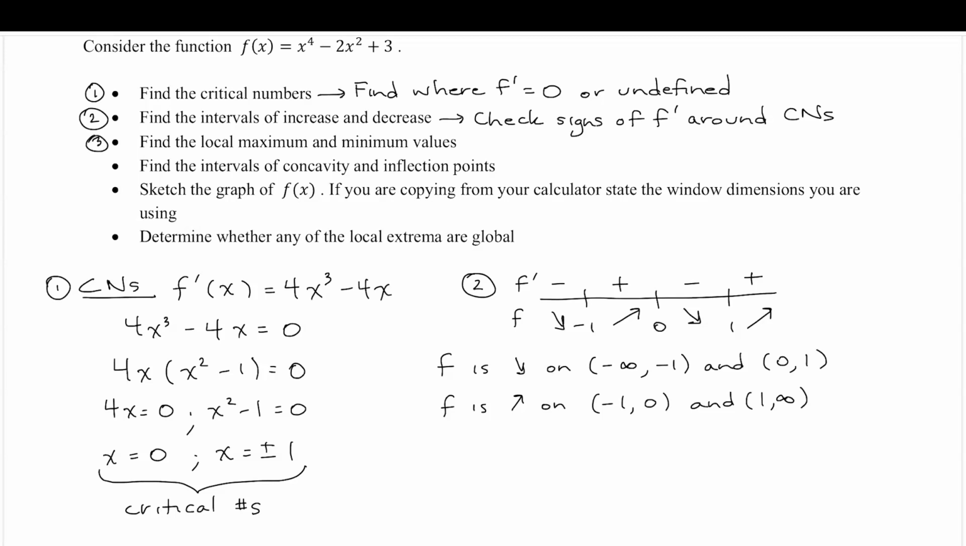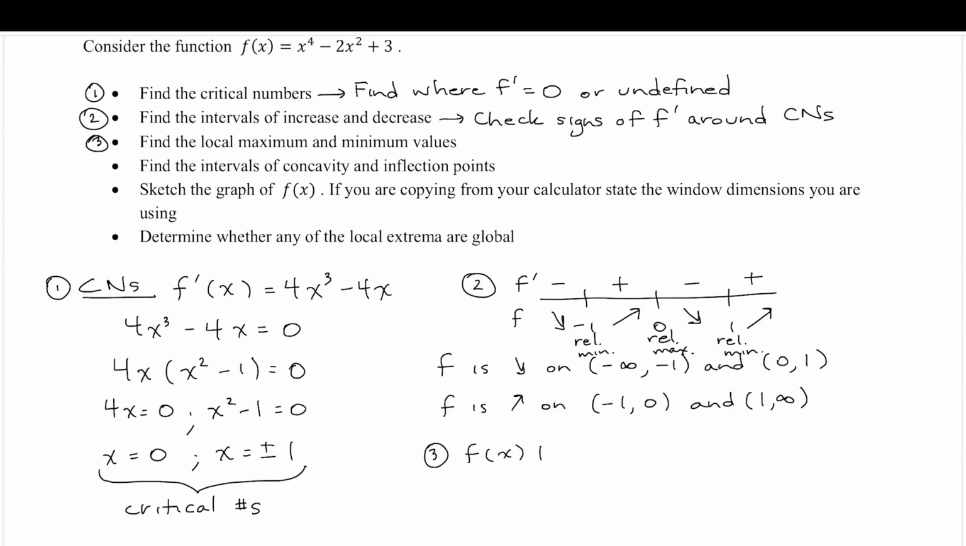Okay, now part 3, find local max and min values. So I can see by the way my arrows go, when my function goes from decreasing to increasing, that creates a min. When my function goes from increasing to decreasing, that creates a max. So I'm making a note on my number line, but I'm going to make some statements here.